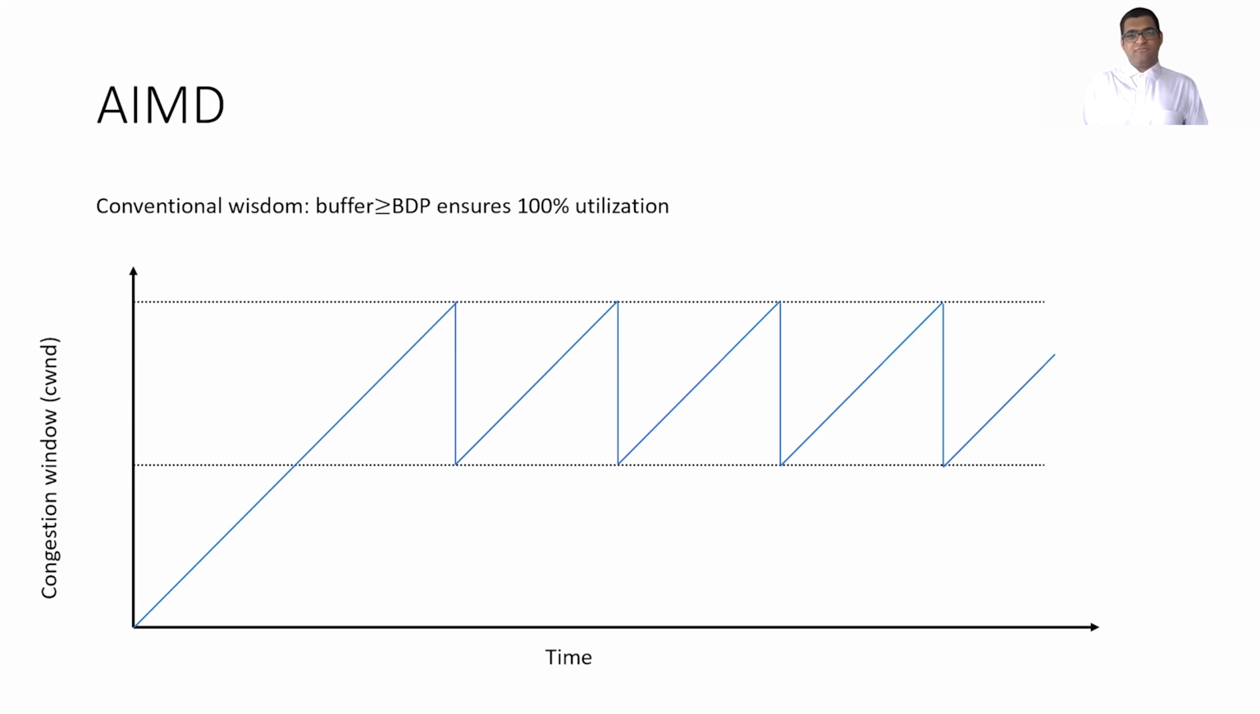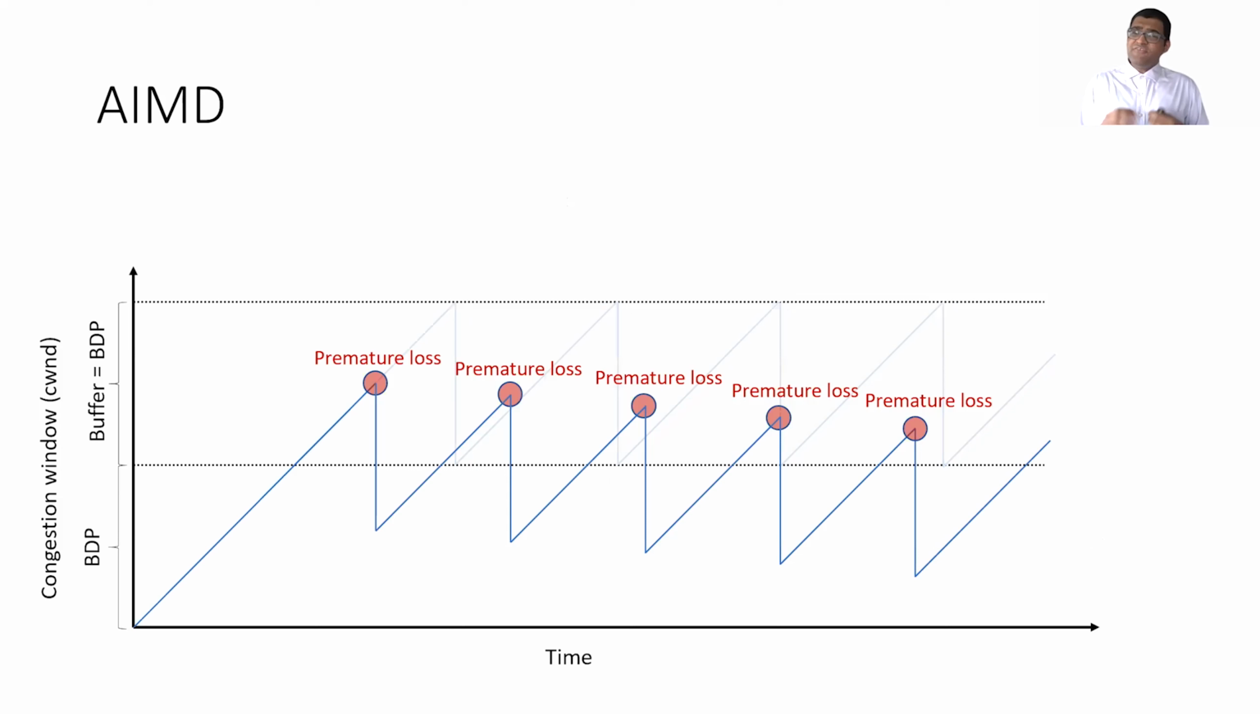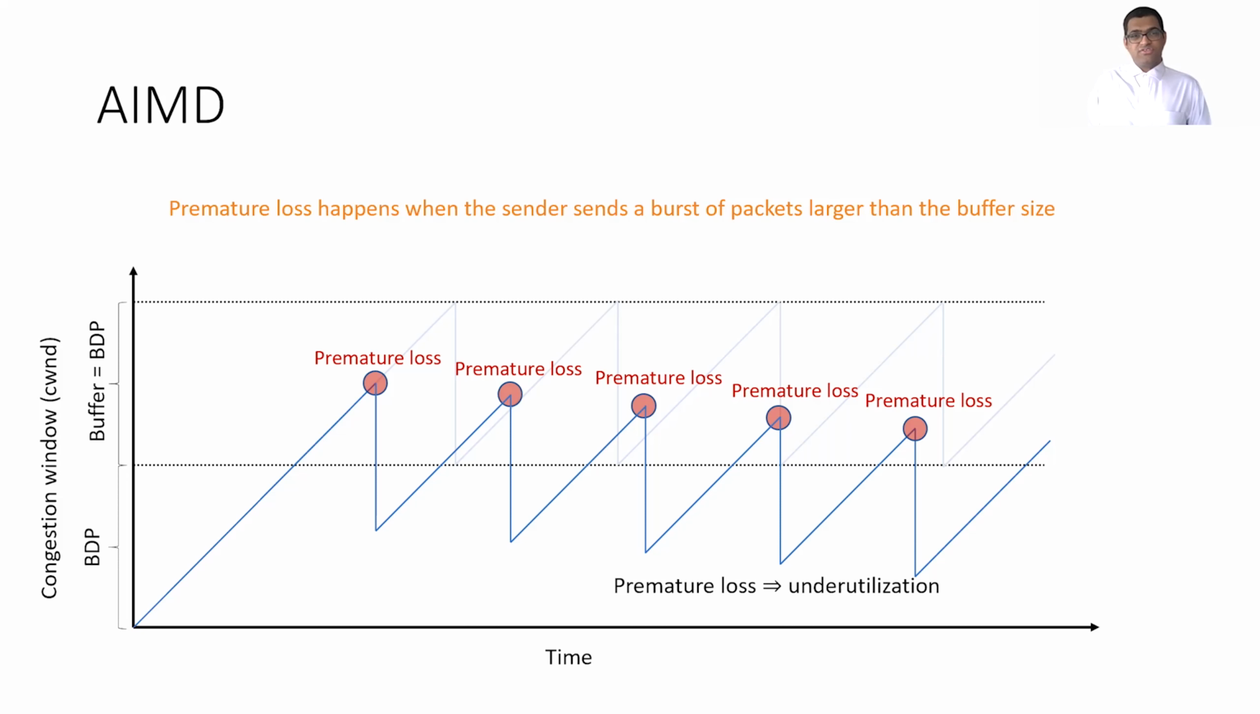And this is the sawtooth graph we're used to seeing. So consider a case where the buffer size equals the BDP. Packets will get lost when the congestion window exceeds the buffer size plus the BDP. And when this happens, the congestion window is halved. And as long as it stays beyond a BDP, we get 100% utilization. Now, if you have premature loss, then the congestion window can fall below the BDP. And this causes underutilization. And loss can happen, for instance, if the buffer overflows. And this can happen if the sender sends a large burst of packets that overwhelms the buffer.